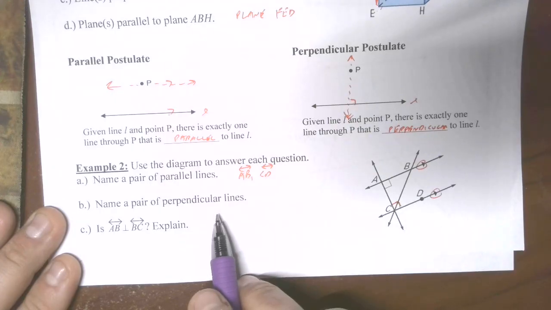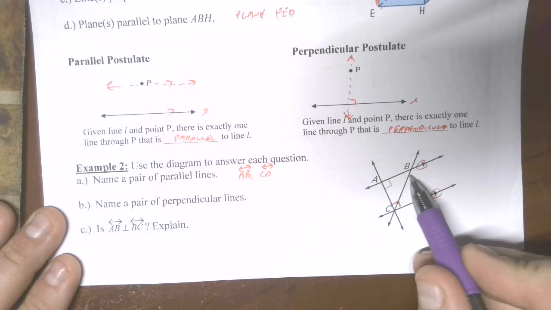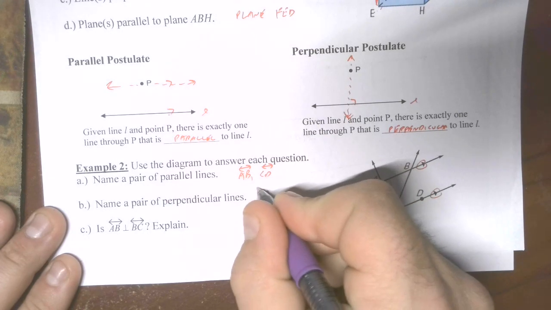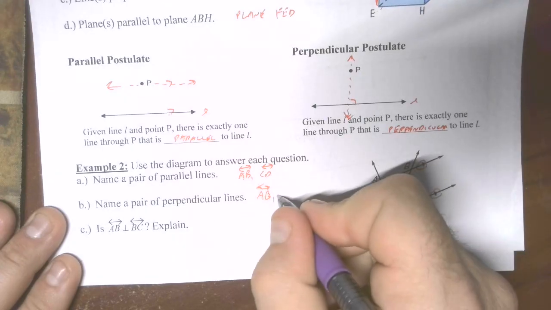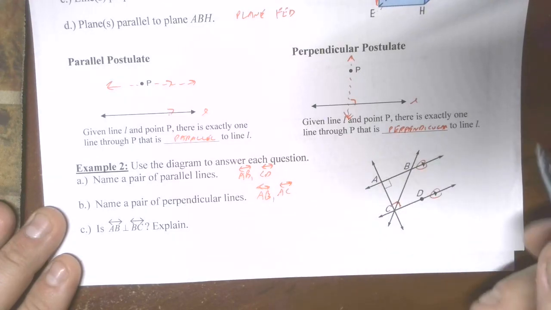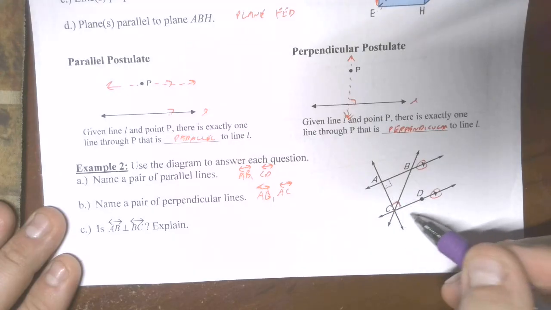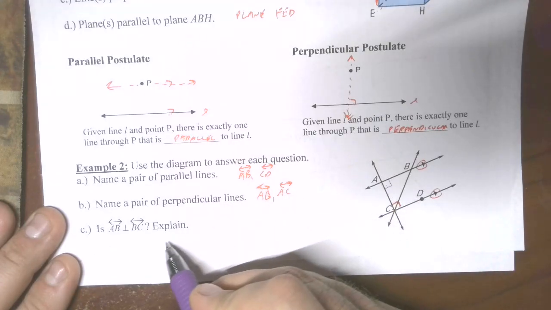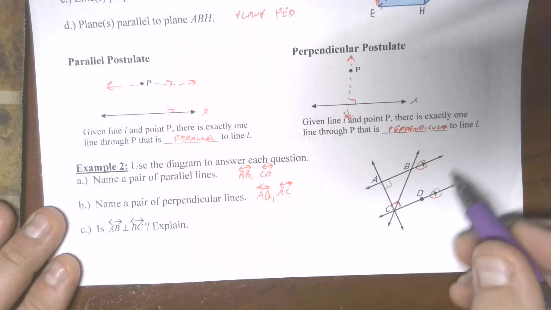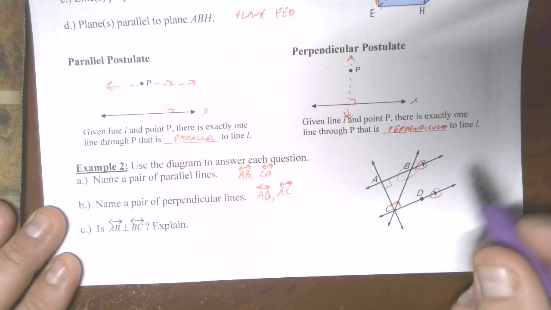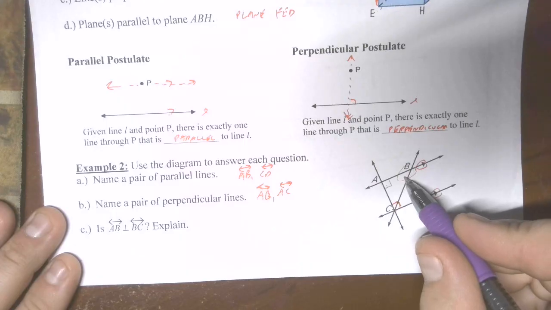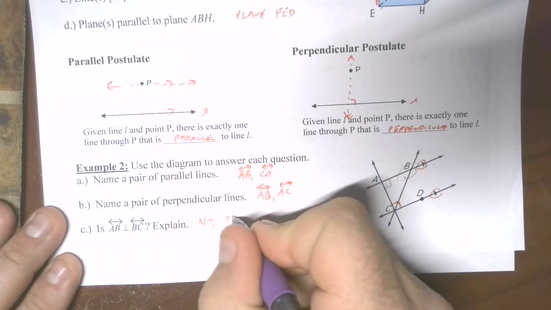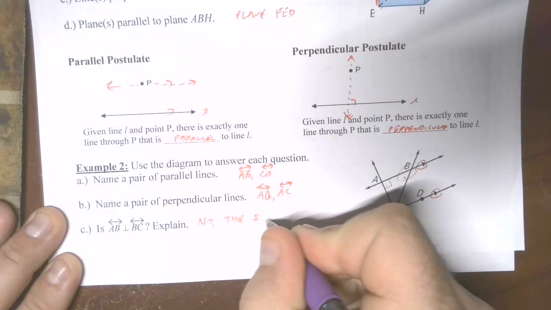We talk about perpendicular lines because AB is definitely perpendicular to AC. You could argue that AC is perpendicular to CD, but they just want a pair. So you can tell from this picture that AB is not perpendicular to BC because the angle they cross is not 90. So we're going to say no, the intersected angle is not 90.